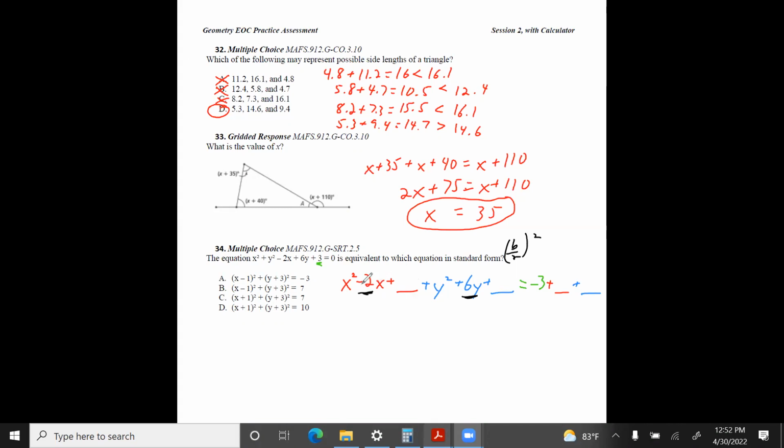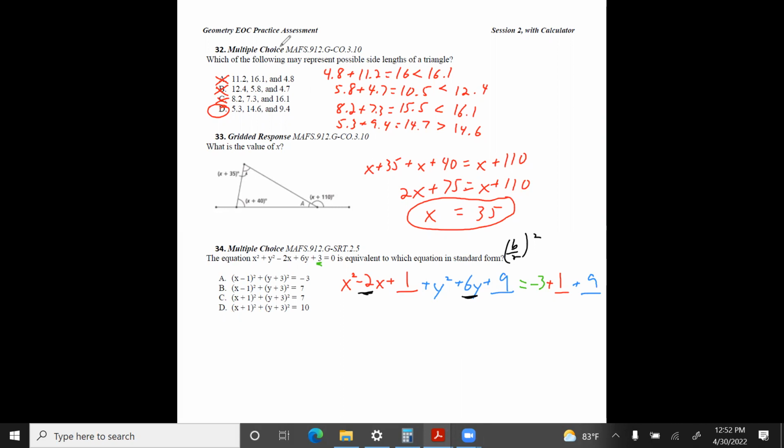So -2 divided by 2 is -1. -1 squared is +1. Well, we added it on the left, so we have to add it to the right to balance the equation. Then we do the y values. So we have the 6 is our b value. 6 divided by 2 is 3. 3 squared is 9. So 9 is what we're adding on both sides of the equation.